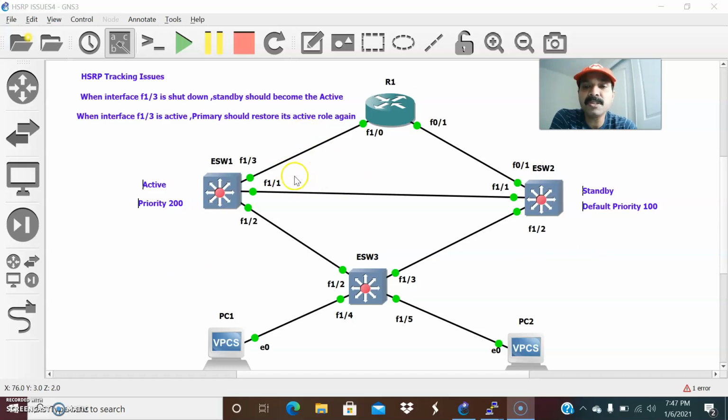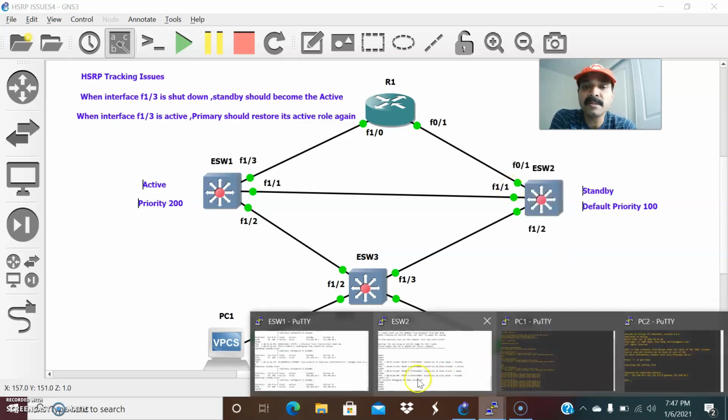But here you are seeing the issue. Whenever the specific interface shuts down, what happened? It is decreasing its priority, but still it is retaining its active role. Still it is active. The standby is not taking over the active role. So whenever a specific interface goes down, the standby is not taking over. So that is the issue. Let us go and debug.